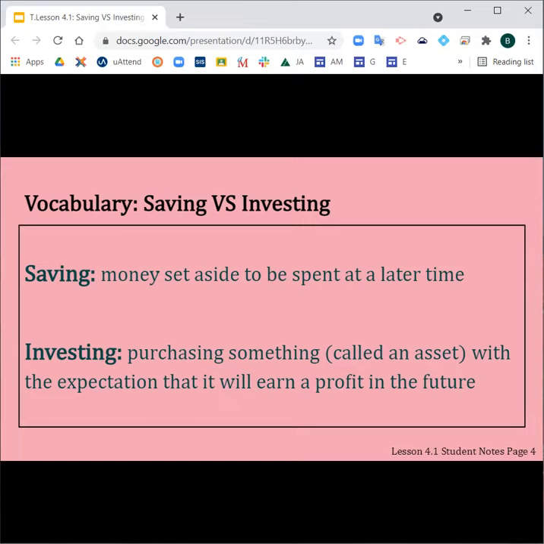Investing, on the other hand, is when you are purchasing something that we're going to call an asset with the expectation that it will earn a profit in the future. So when you're investing your money, you are actually spending money so that you can make more money. So if you've ever heard about your money making money, that's when people are talking about investing.